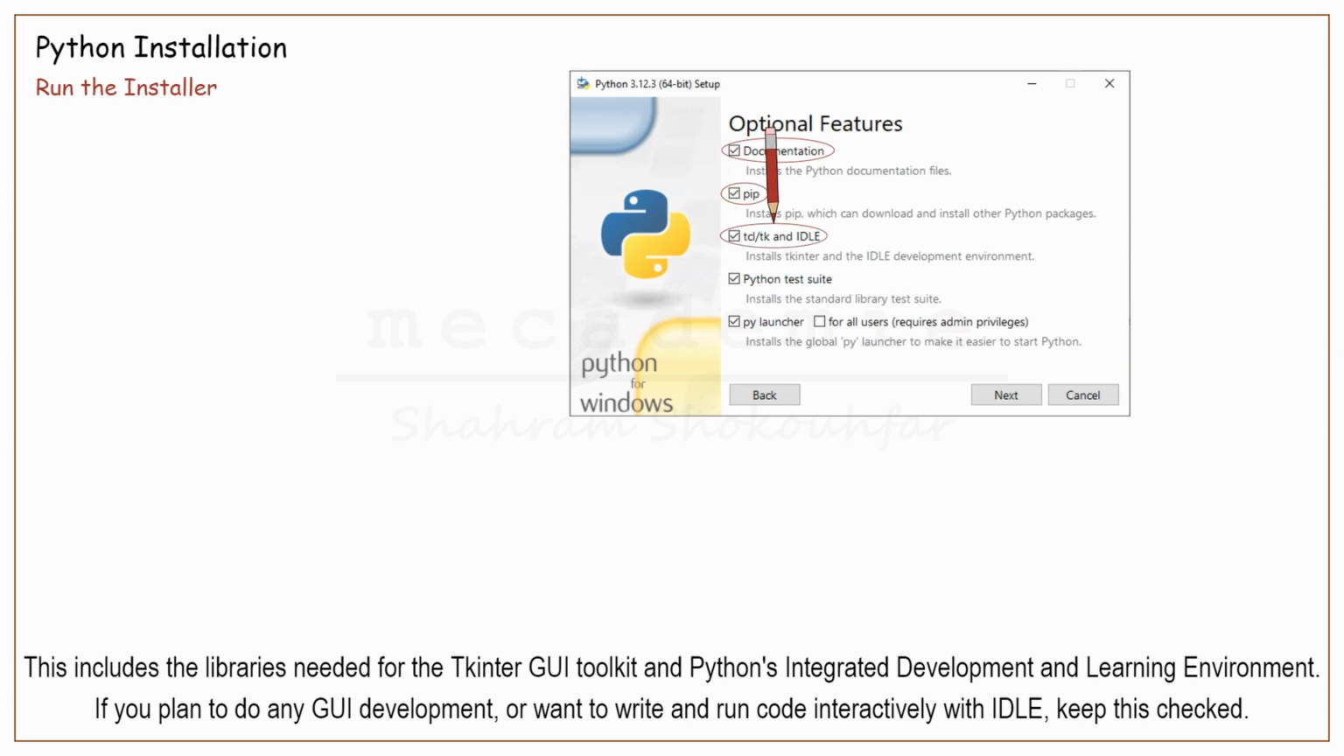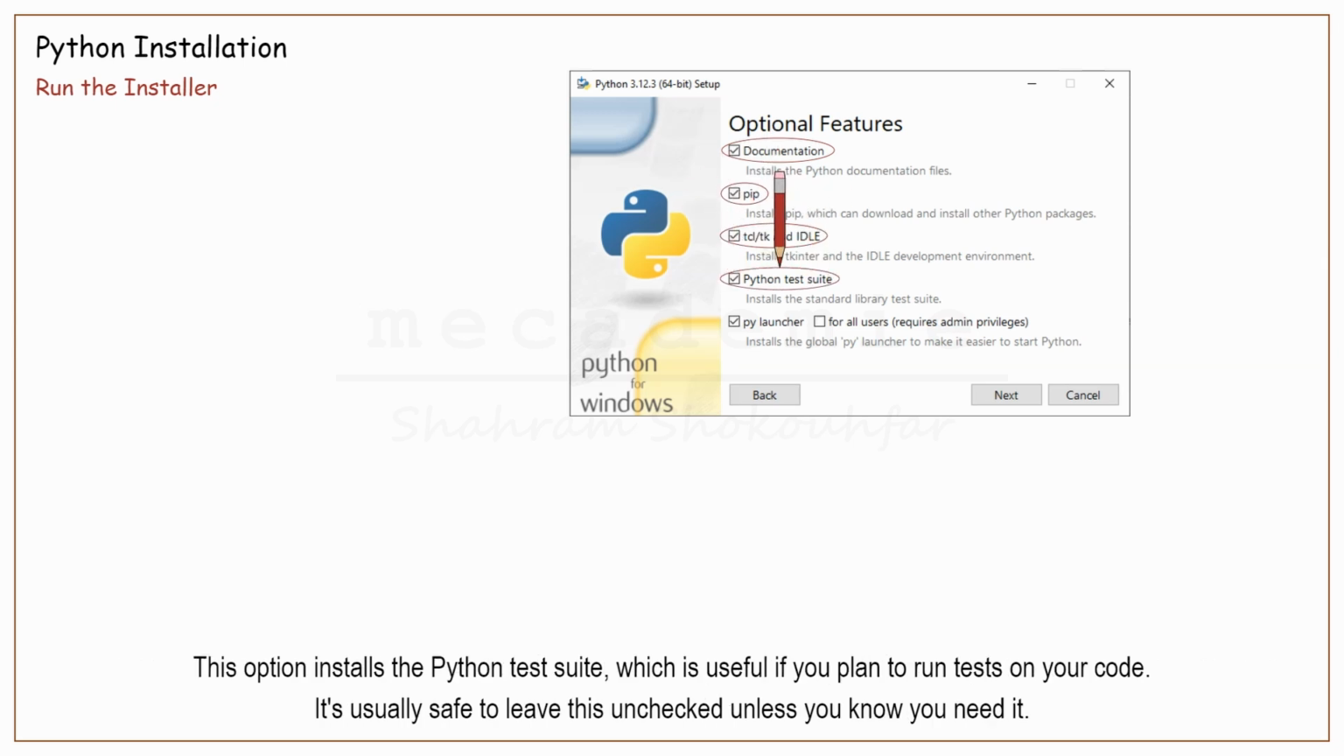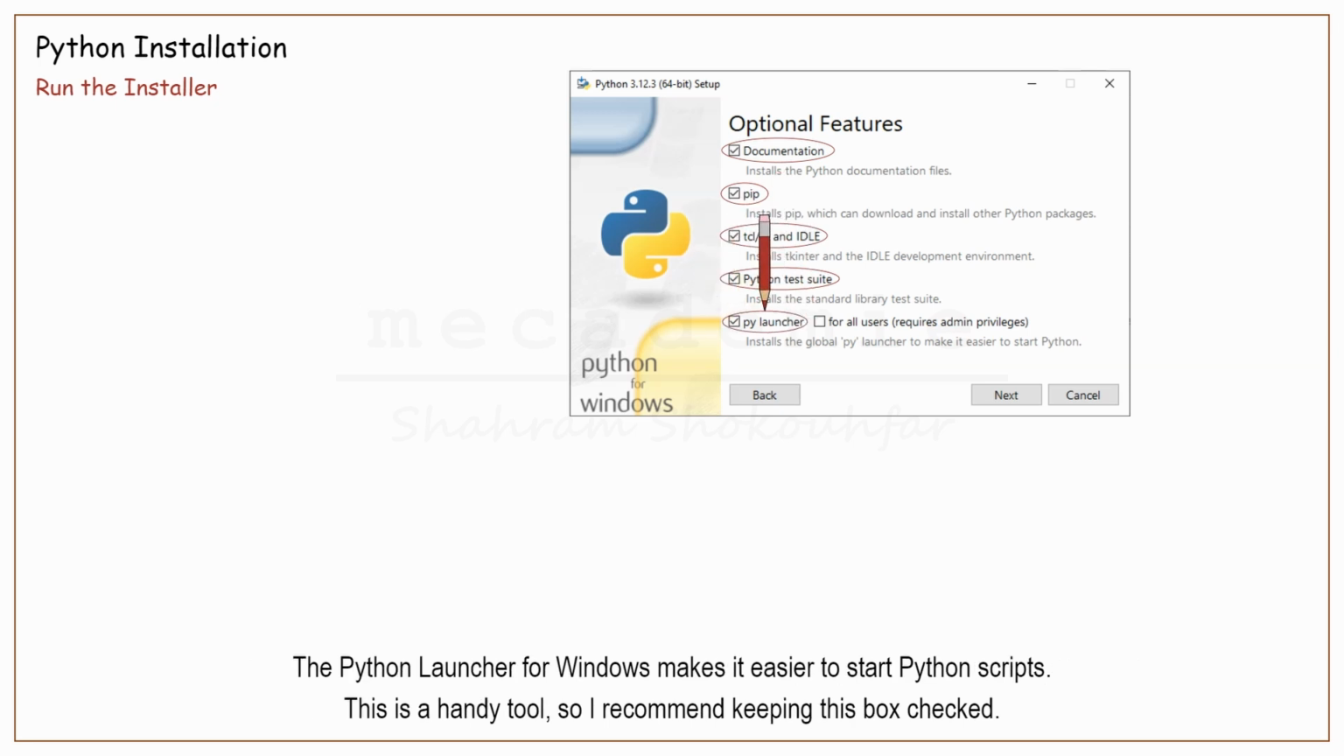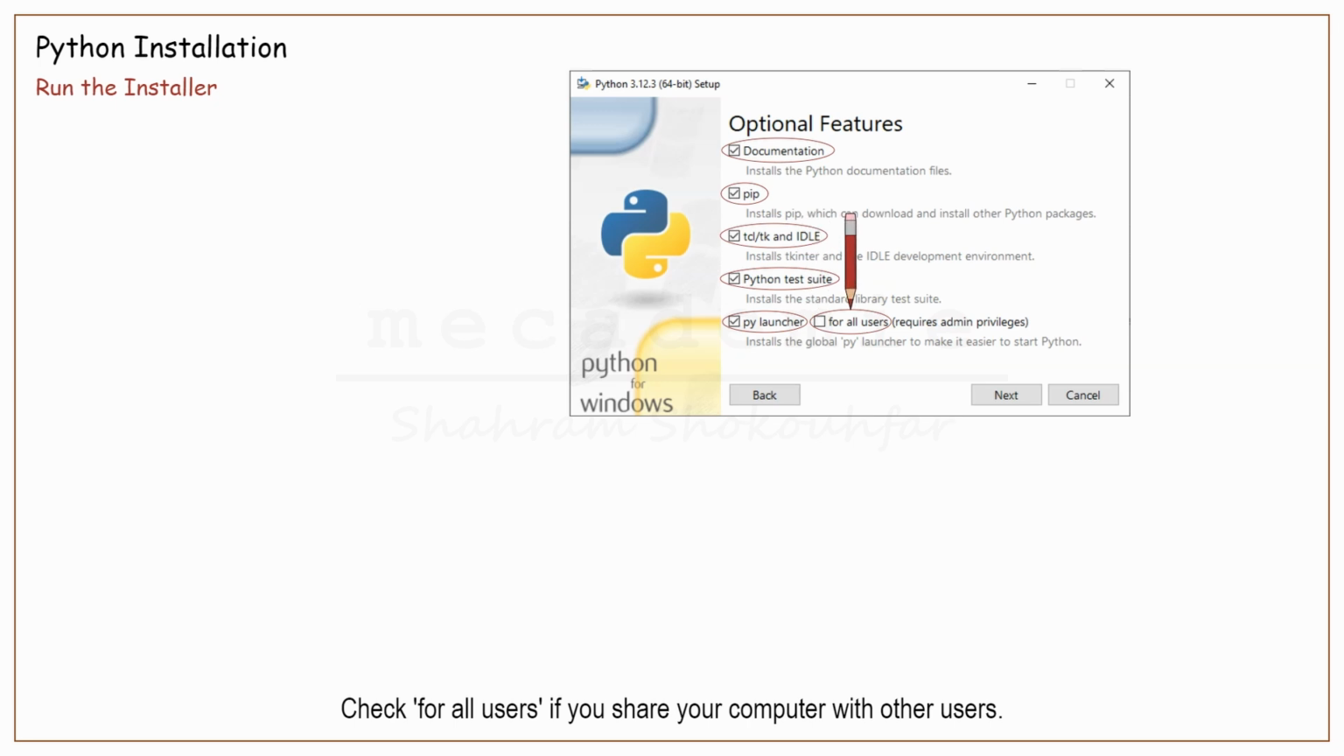This includes the libraries needed for the tkinter GUI toolkit and Python's integrated development and learning environment. If you plan to do any GUI development or want to write and run code interactively with IDLE, keep this checked. This option installs the Python test suite, which is useful if you plan to run tests on your code. It's usually safe to leave this unchecked unless you know you need it. The Python launcher for Windows makes it easier to start Python scripts. This is a handy tool, so I recommend keeping this box checked. Check for all users if you share your computer with other users. Once you've reviewed and adjusted the settings as needed, click on Next to proceed.